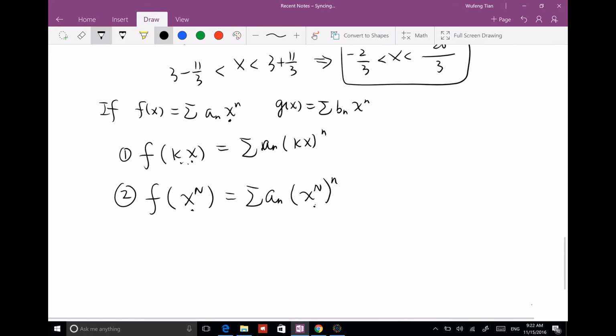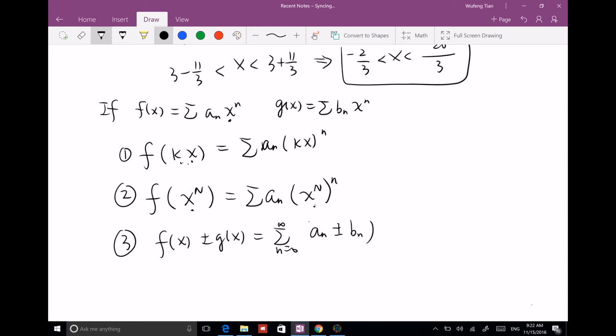Okay, so third operation, f(x) plus or minus g(x) equals just a normal operation, no trick at all. A_n plus b_n, x^n is the same, so a_n plus or minus b_n times x to the power n.